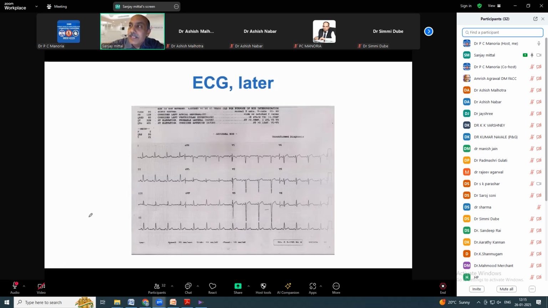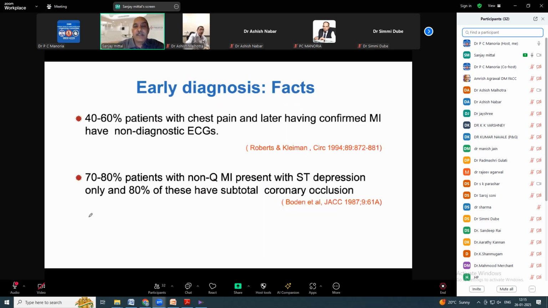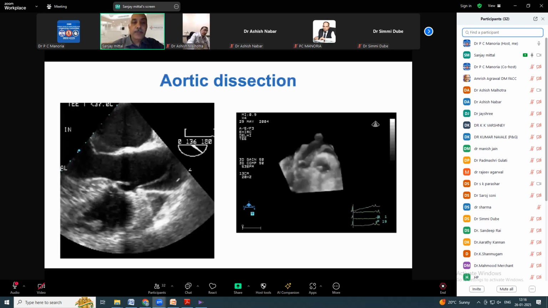The important thing is echocardiogram does not make the diagnosis of acute ongoing MI, and that is why thrombolysis is not indicated on the basis of echocardiogram. However, it can prompt you to take an early intervention or invasive strategy to save lives. And as luck would have it, 40 to 60% of people with chest pain and later having confirmed myocardial infarction have non-diagnostic ECGs, and that is something which we have to keep in mind.